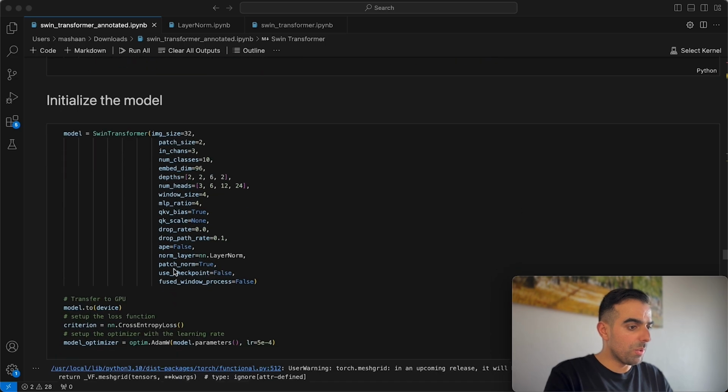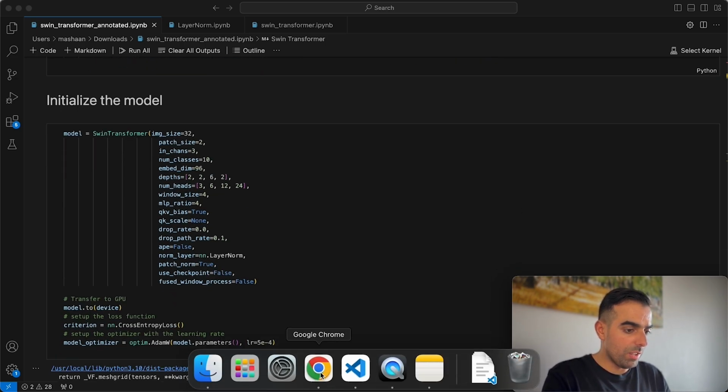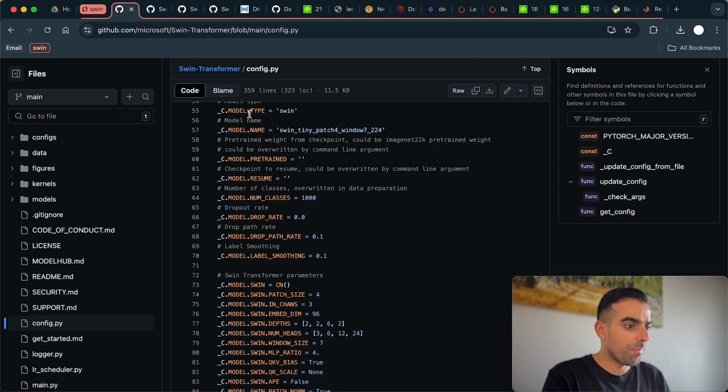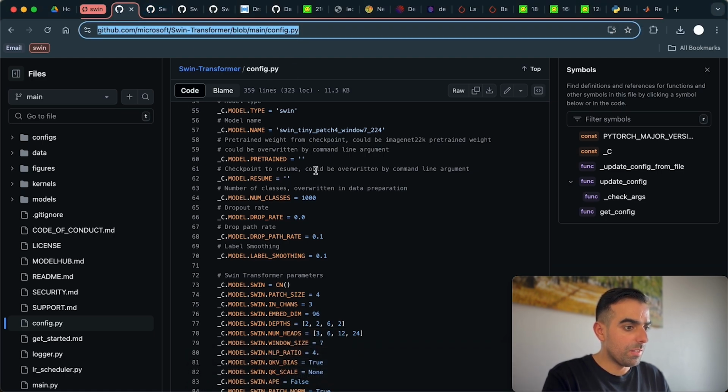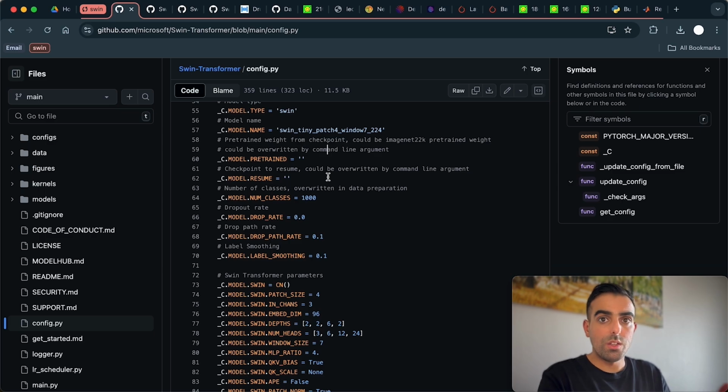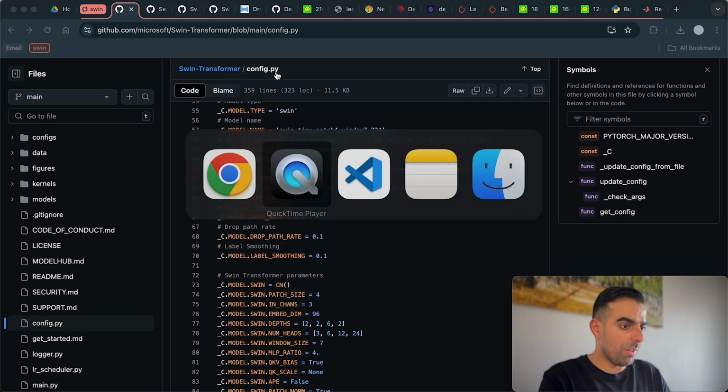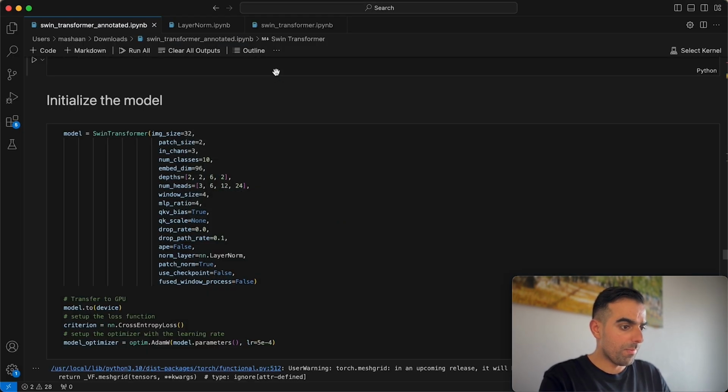So I initialize the model with the default parameters. You can find the default parameters in the config file in the Swin Transformer repository. I think I kept everything the same. I changed the image size to 32 because I'm using the CIFAR-10 dataset. The number of classes is 10. The window size, I changed it to 4. And I think I kept everything else the same. Yeah, so this is the model.